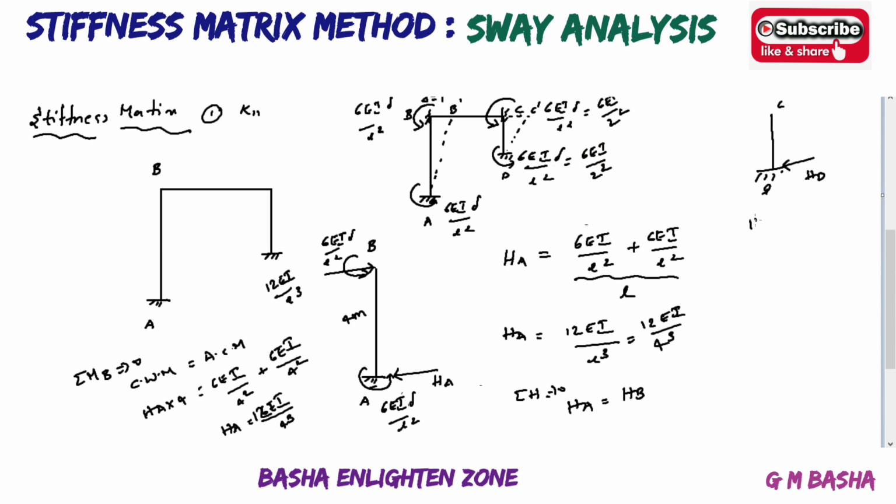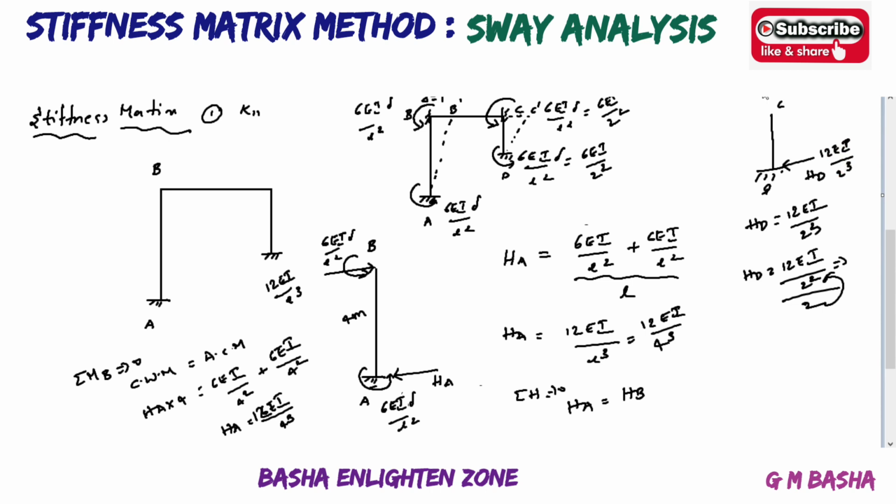See here, again for finding HD, that one will be equal to the sum of the column moments by length of the column. Sum of the column moments will be 6EI delta by L square plus 6EI delta by L square. That is 12 EI by 2 square, by length of the column, which is 2. Directly I am taking 12 EI by 2 square by 2. So sending this to the lower side, you will get 12 EI by 2 cube.